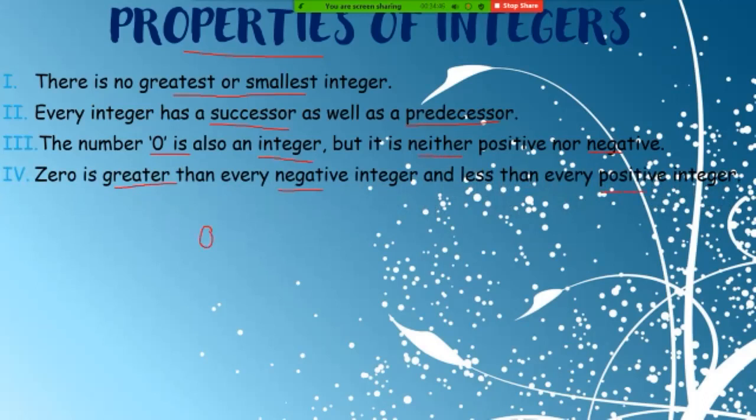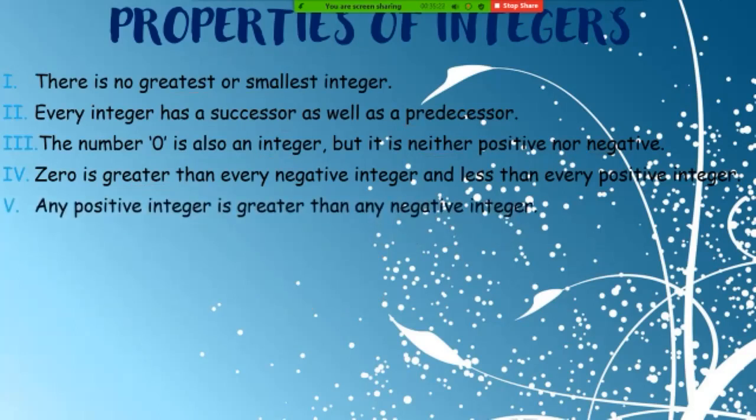0 is greater than every negative integer and less than every positive integer. If I put infinite negative numbers, 0 will still be greater, and it will be less than every positive integer, like 10, 100. However many I put, it will always be less. So this is the 0 property.